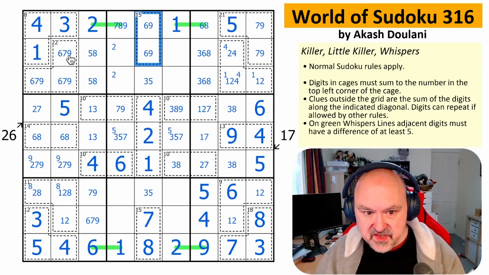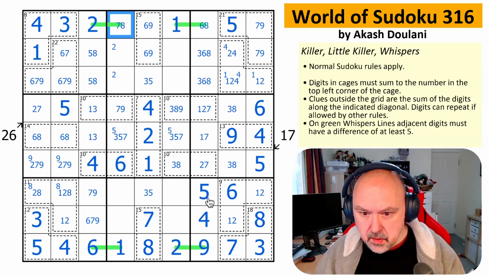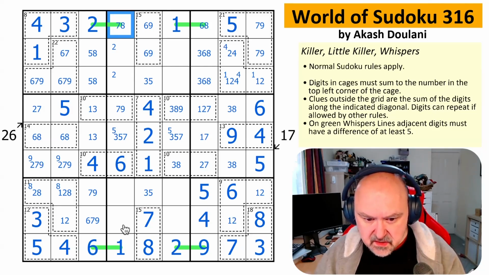I'd forgotten the cages that have been so long. There's no 9 in here because you can't put 9 there or there anymore. That's not a 9 anymore. Something, please. That's not a 7. In fact, that's a 9. That's a 7.